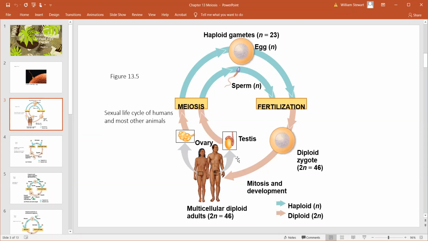And then if you're female, you're going to produce eggs. If you're male, you're going to produce sperm. It's important that I tell you guys right now that for males, once you hit puberty, you're producing sperm every day, and always you're going to be producing 4 haploid cells.